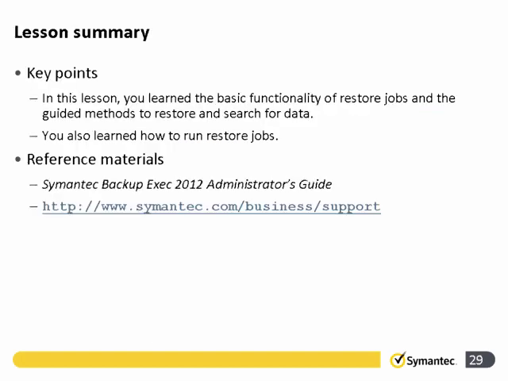So we have talked about the basic functionality of restore jobs, that there are several guided methods to help you choose what to restore. We've talked about how to run a restore job, and we've talked about restoring GRT-based items and system state items. For specifics on restoring applications, please look at those application lessons such as Exchange and SharePoint and SQL.